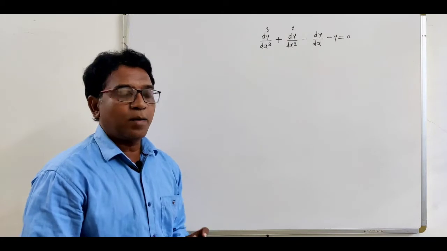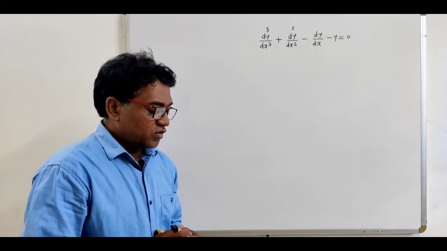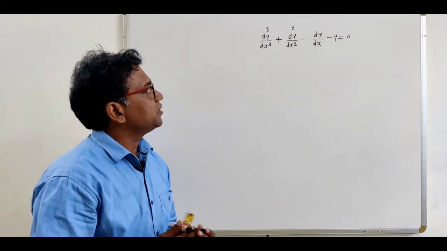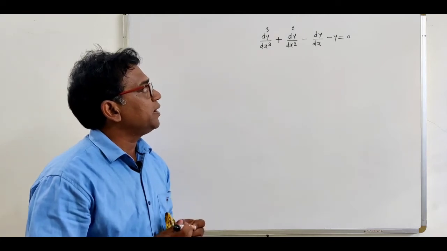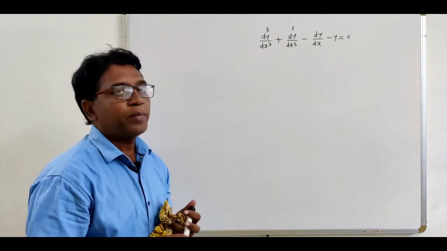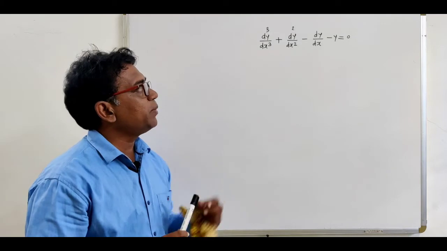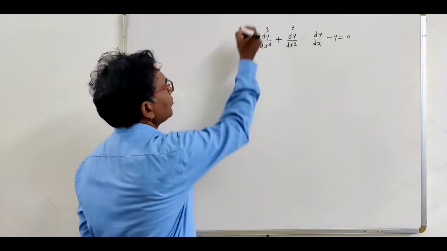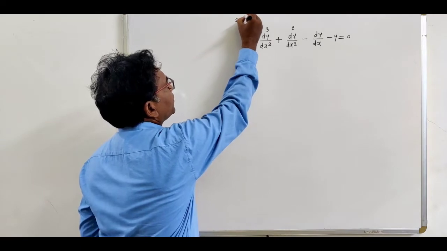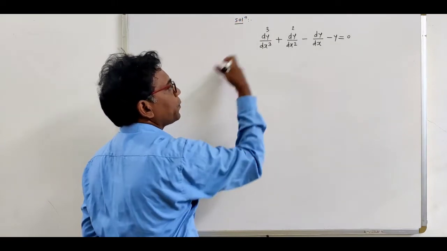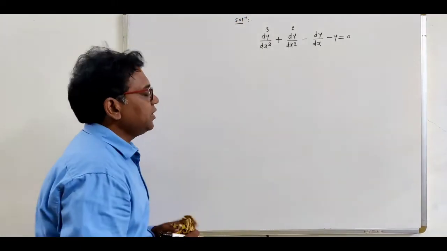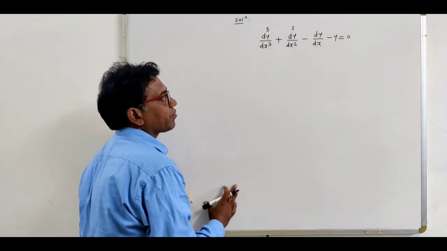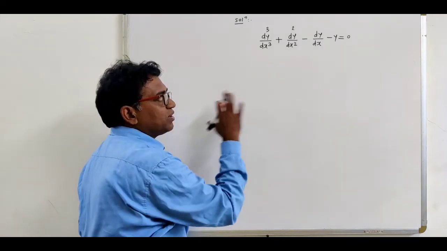Now write down the second example. To solve the differential equation d cube y by dx cube plus d2y by dx2 minus dy by dx minus y equal to 0. So first of all, write down the given equation. Suppose this is our given differential equation. Now say what is the first step?